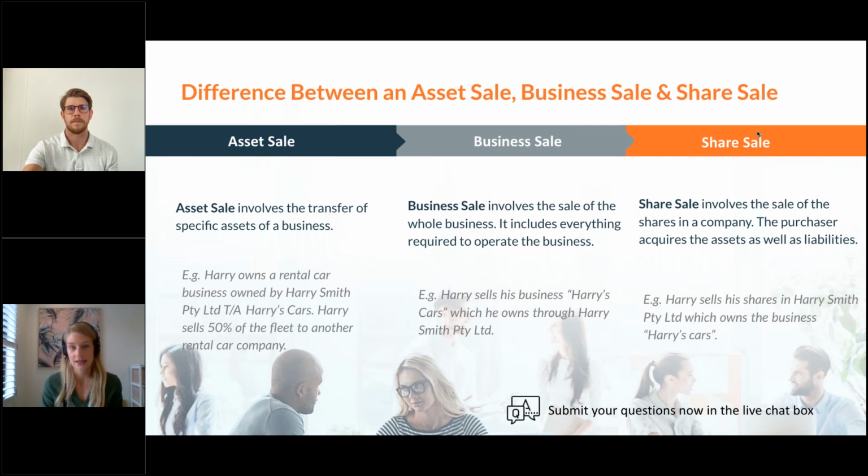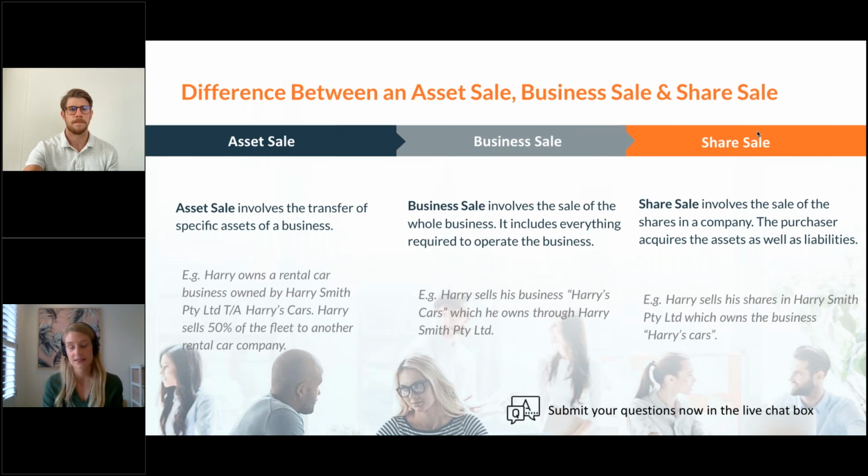Where there's a business sale, it's the same as an asset sale in the sense that it's just assets being sold, and liabilities as well, which we'll get to, but it's everything that you need to run the business. So in that scenario, it wouldn't just be half of the fleet, it would be all of the cars and everything else that Harry needs to run his rental business.